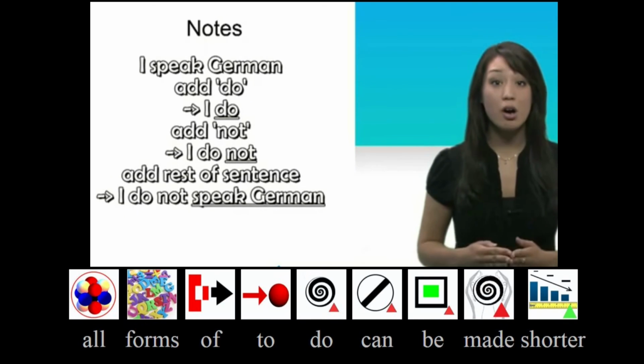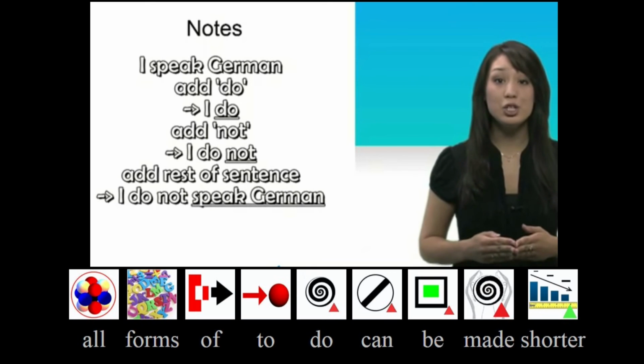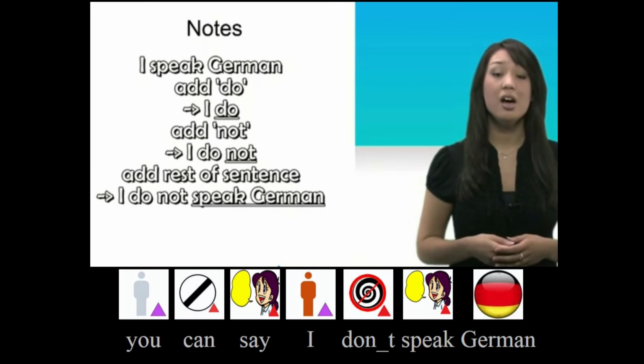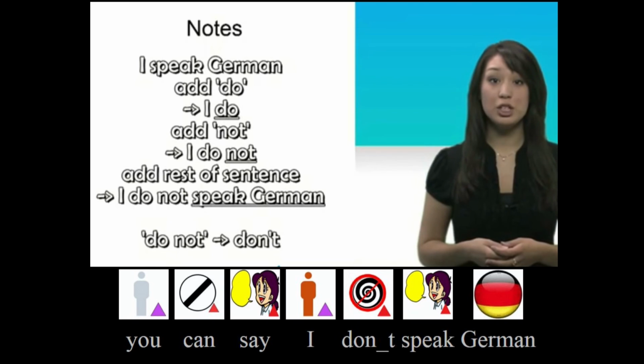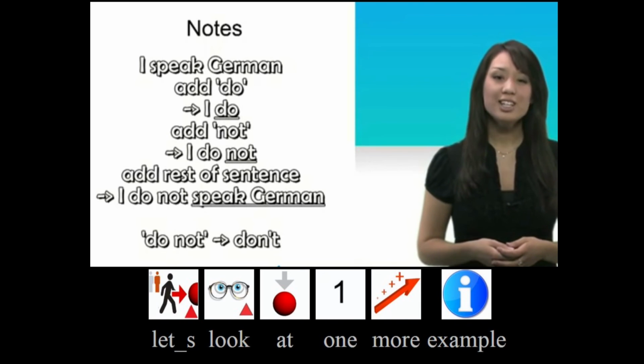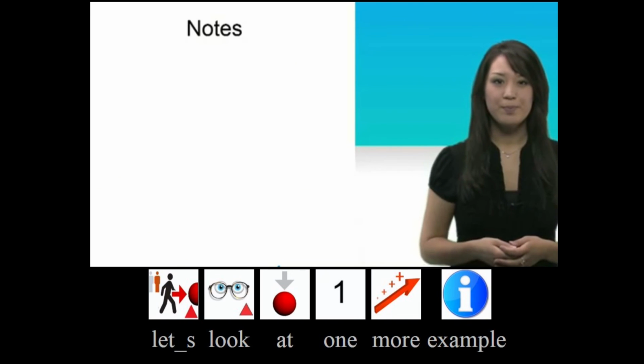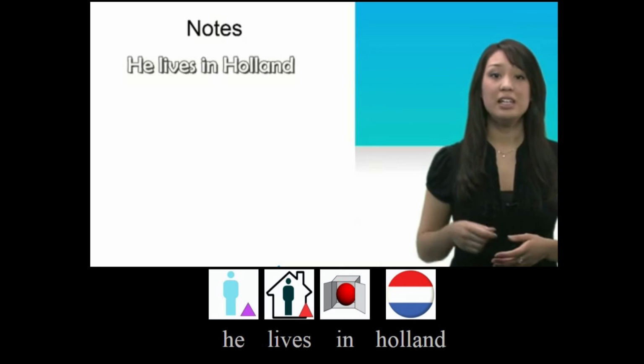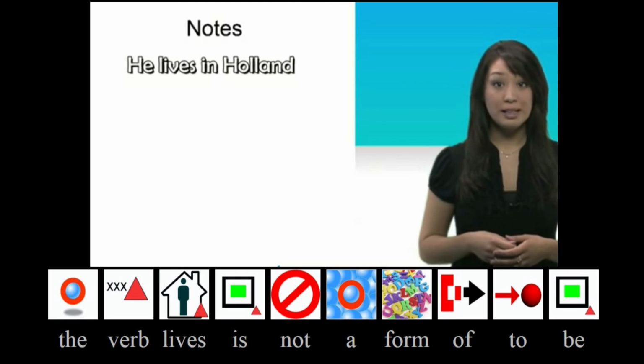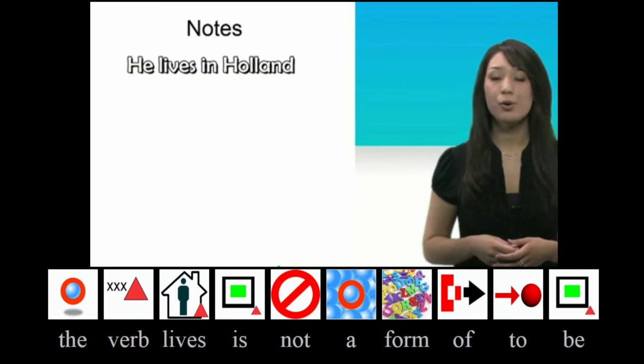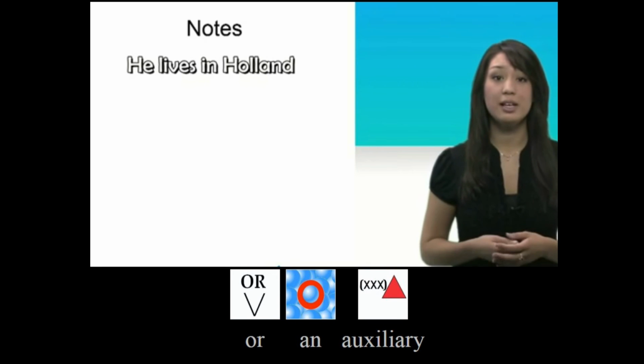All forms of to do can be made shorter. You can say, I don't speak German. Let's look at one more example. He lives in Holland. The verb lives is not a form of to be or an auxiliary.